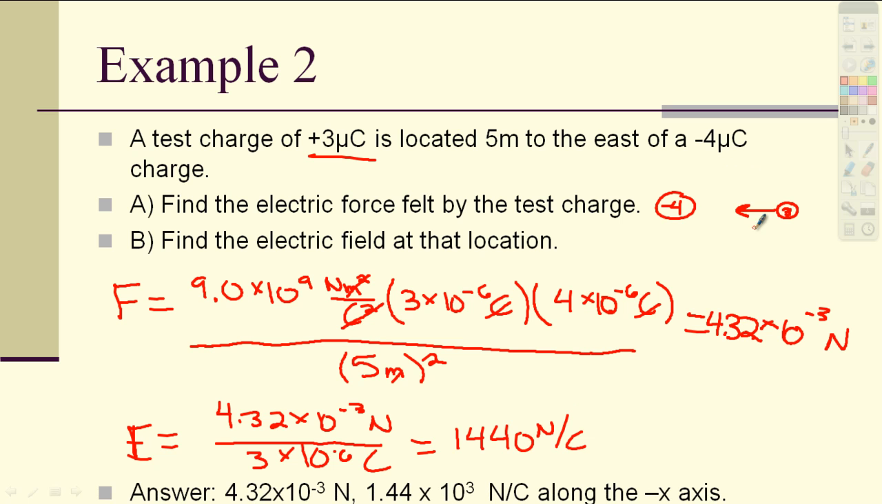And it's along the negative x-axis, which we can see here because we always choose positive x to be the right. And if it's located to the east of this charge, it's going to go in the negative direction because opposites attract.